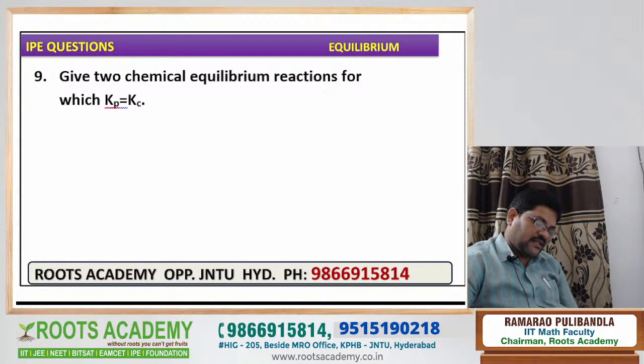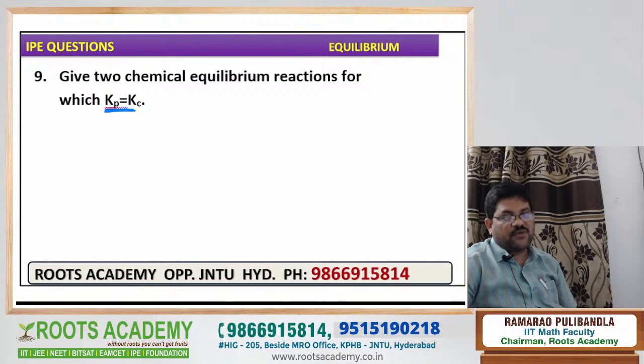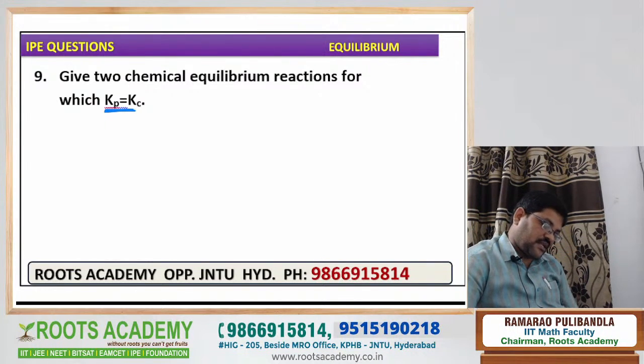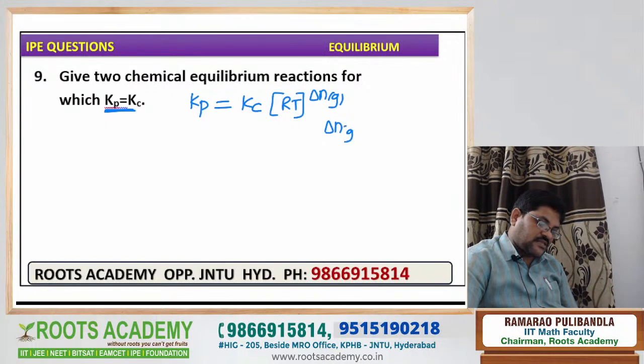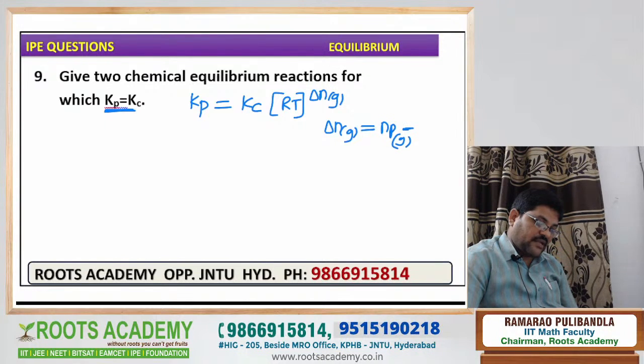And the next one. Chemical equilibrium reactions in which Kp is equal to Kc. Take one example. What is the relation? Kp is equal to Kc RT whole power delta n in the gas state. What is delta n gas state? It is np in the gas state minus nr in the gas state.